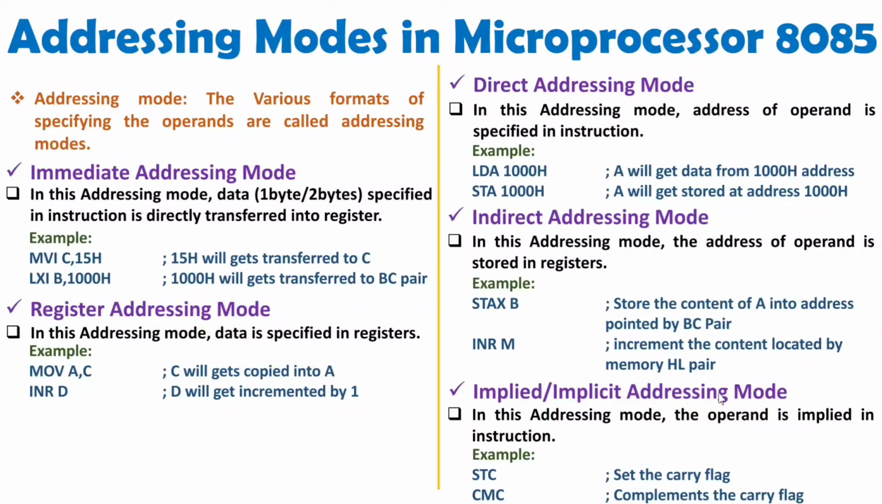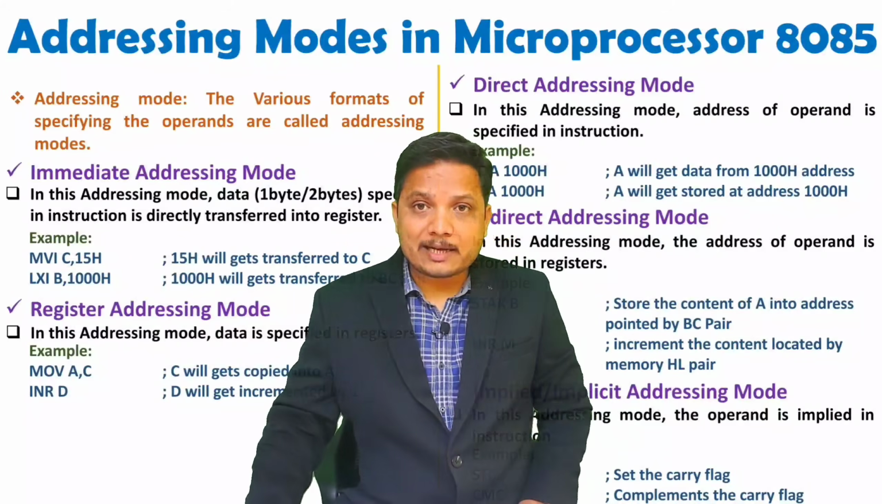So my dear students, in short you can say various formats of specifying operand are referred to as addressing modes. In immediate addressing mode, you will be directly transferring data which is specified in instruction. In register addressing mode, operand will get specified in registers. In direct addressing mode, operand will be specified by address inside instruction. In indirect addressing mode, operand will get specified by memory location pointed by register pair in instruction. And in implied or implicit addressing mode, operand is implied in instruction, right. So that is how the case is.